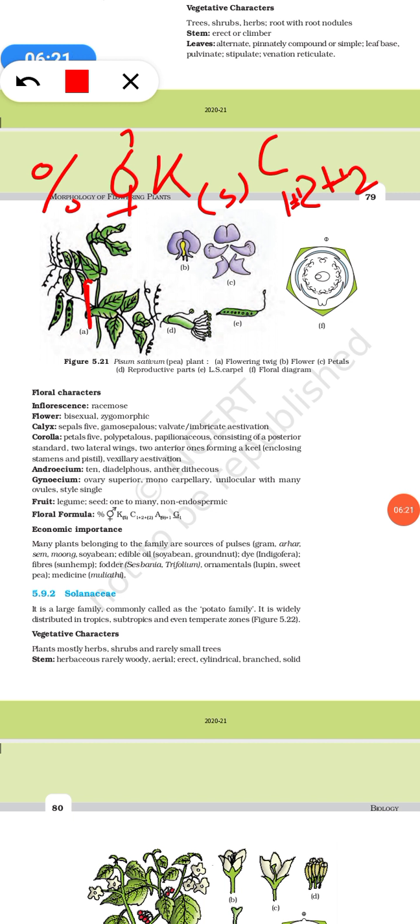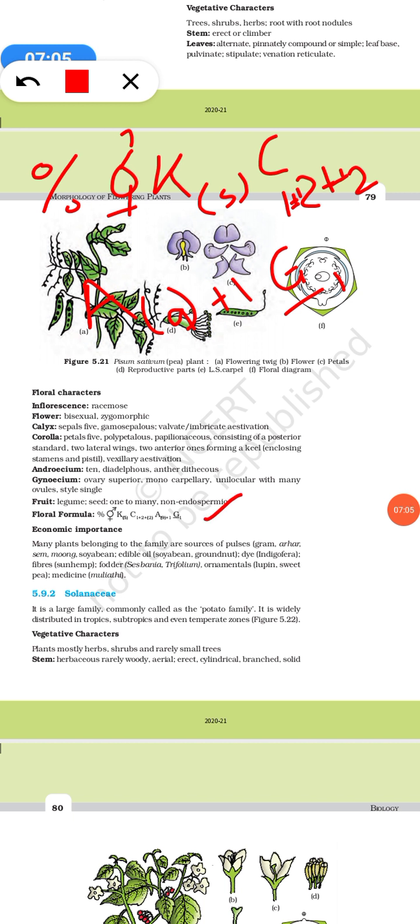Next, if I talk about the androecium, there are 10, diadelphous, anther dithecous. So stamens are 9 plus 1. Next, gynoecium is superior ovary, monocarpellary, so 1. Unilocular, 1 locule with many ovules, style single. Fruit is legume, seed 1 to many. So this is the floral formula.